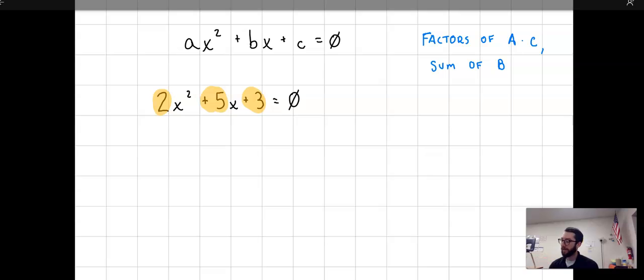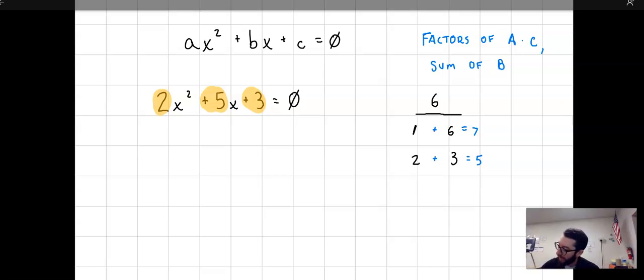My a value is 2 and my c value is 3. 2 times 3 is 6. So what I'm trying to figure out is which factors of 6 are going to add up to my b value, which is 5. Luckily 6 is a small number, so I have 1 times 6 and 2 times 3, and that's it. 1 plus 6 is 7, and 2 plus 3 is 5. 5 is my b value, so I'm going to use 2 and 3.